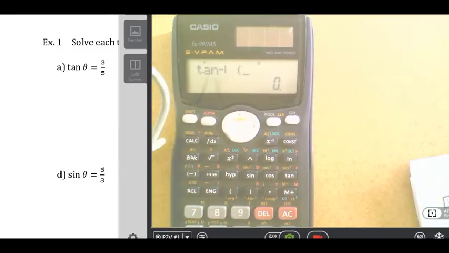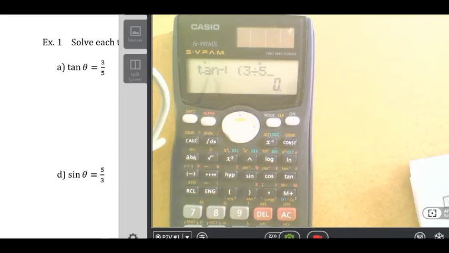Shift tan. The shift part, or second function on some calculators, is called second F. Shift tan, because when you hit tan of an angle, which is what we did on Friday, you're finding the tangent of that angle. But we're looking for the angle, so we have to do the opposite, which is shift tan. And then it's easy, just 3 divided by 5. There's nothing to this. That's almost all the learning we're going to do today. Everything else is same old, same old. So it's really easy, but you have to remember shift, tan, bracket.